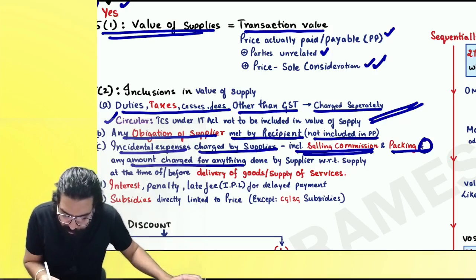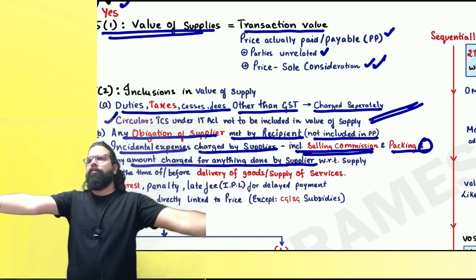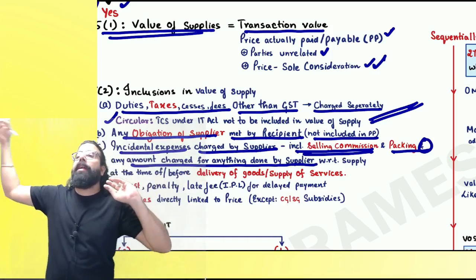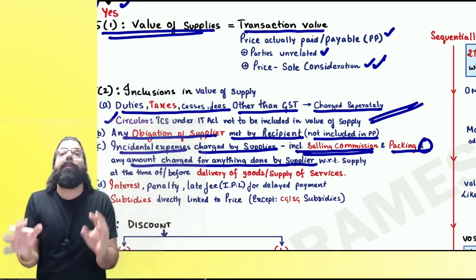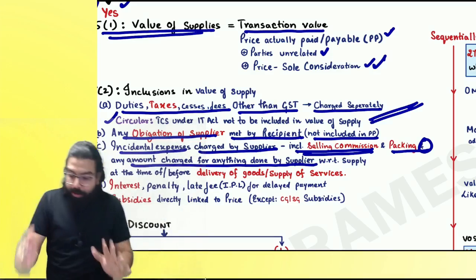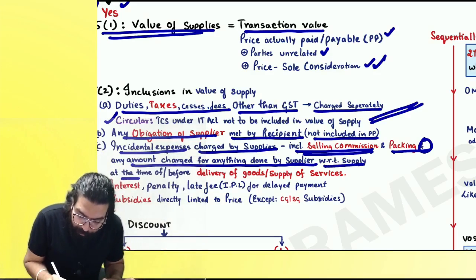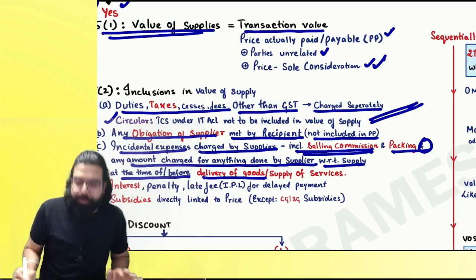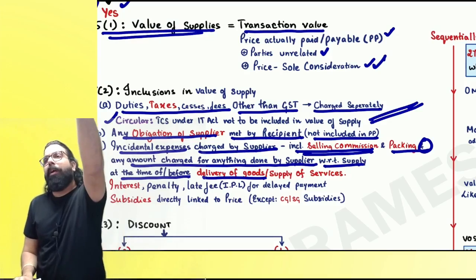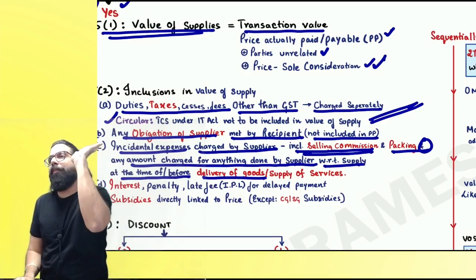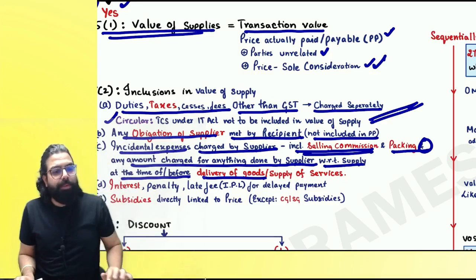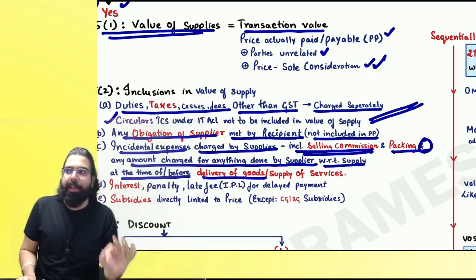Packing charges, anyways, I have told you. And any amount charged for anything done. So the supplier went ahead and supplied me, and for that supply, if any amount is charged, then that will also be included in the value. Remember one thing, but it is at the time or before the delivery of the goods. Suppose goods are delivered. After that, suppose any problem comes later and the supplier is charging me any amount, that is not to be included in the value. Before or at the time of supply, if anything is charged, that will be included.